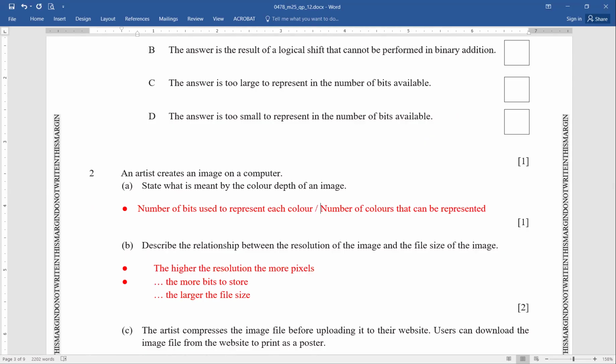So this is how you can easily score 2 out of 2. If you have written the explanation as is written in the 2 bullet points, you will be able to score 2 out of 2. Any questions?